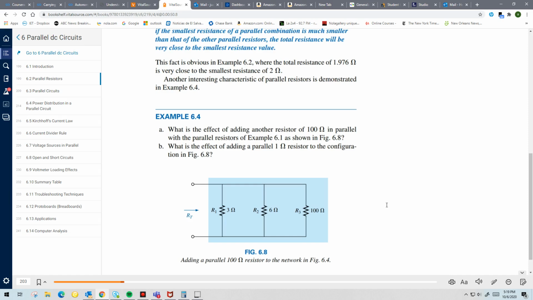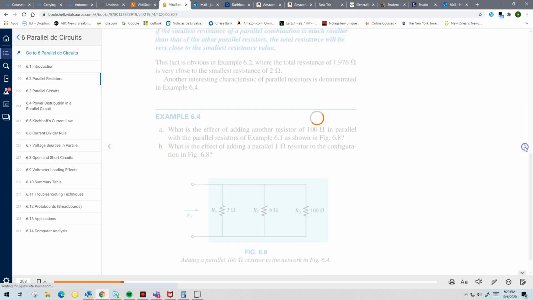So in this example here, they're asking, what is the effect of adding another resistance of 100 ohms in parallel with the parallel resistors in this example? So they're saying, okay, what if you take this resistance now and these 3 resistors, and we make an adjustment and add another resistor in parallel here, for question A. And question B says, instead of adding a 100 ohm resistance, what if we add a 1 ohm resistance in parallel with the 3 resistors? Well, let's see what the effect is.